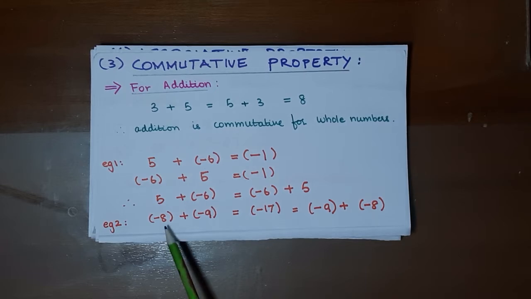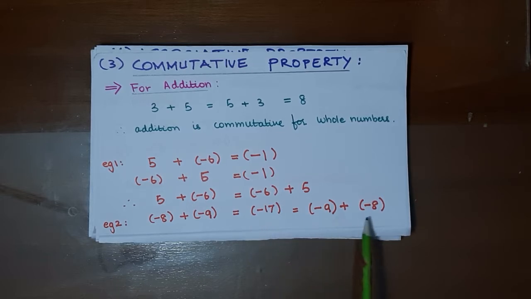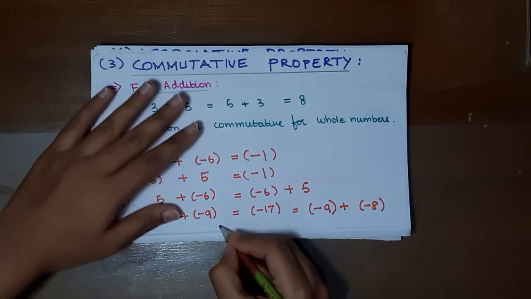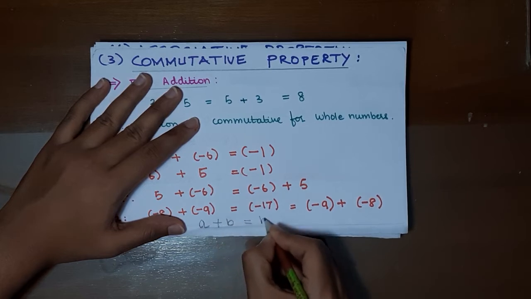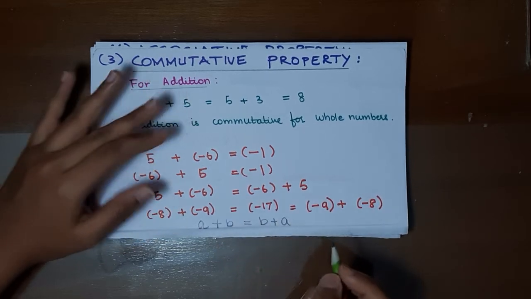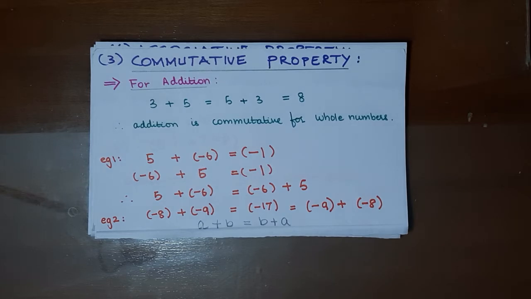Consider another example. -8 plus -9 equals -17. We can also say that -9 plus -8 is equal to -17. Therefore, we can say for any two integers a and b, a plus b is equal to b plus a. A plus b is equal to b plus a. Therefore, addition is commutative for integers.